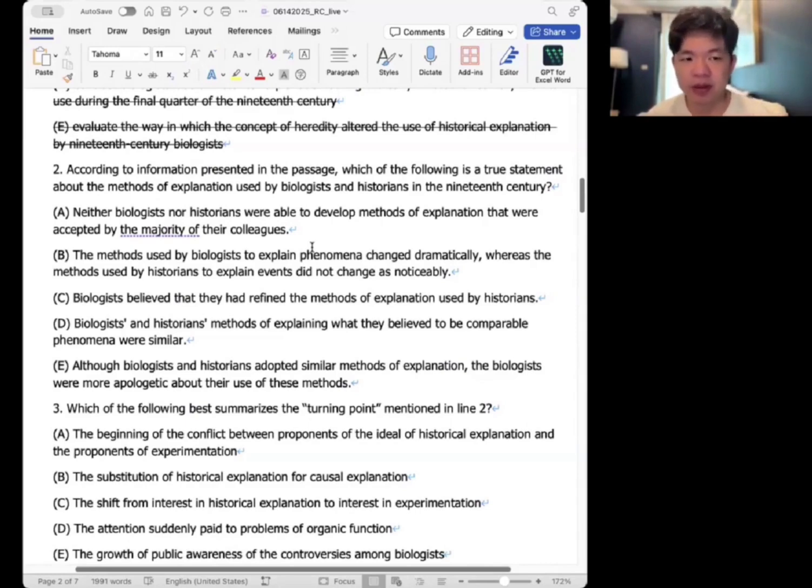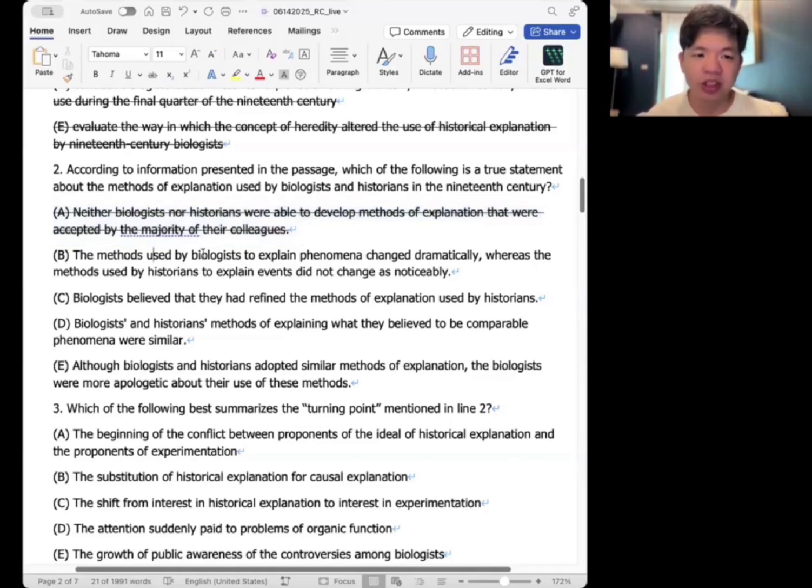Information, right. Now, let's first look at what option A says. It says that neither historians nor biologists have developed methods that are accepted by peers, whether they are accepted by their colleagues or not. The article we just read didn't tell us anything about how accepted these two people are by others, right? So when you see this, you can immediately eliminate it. This is a complete fabrication. We didn't see anything about how others evaluate them at all, okay?